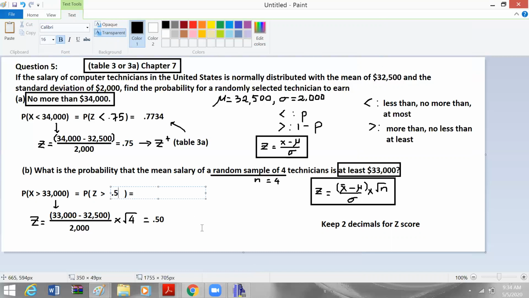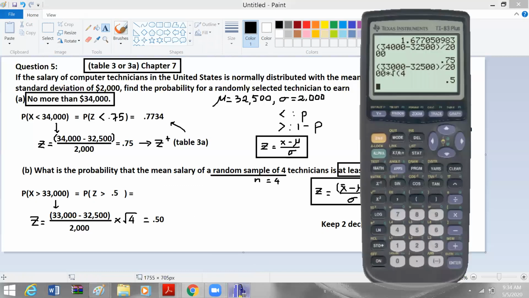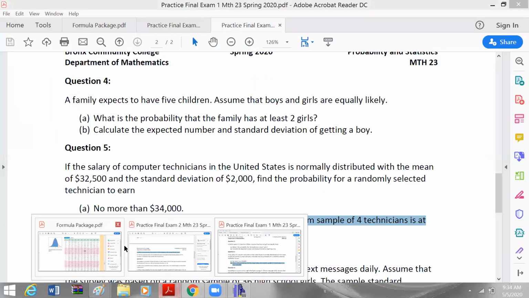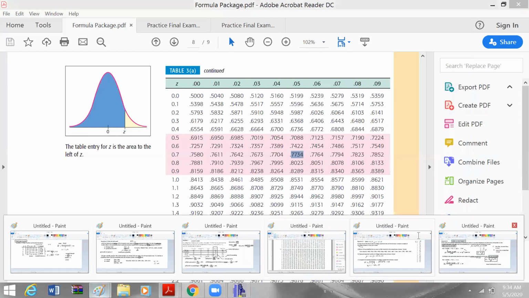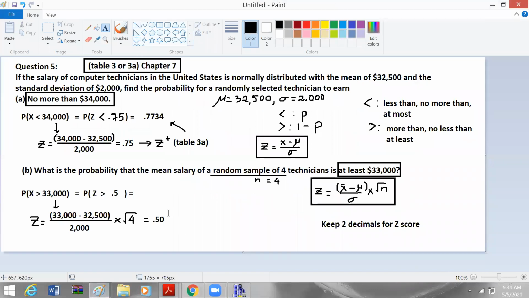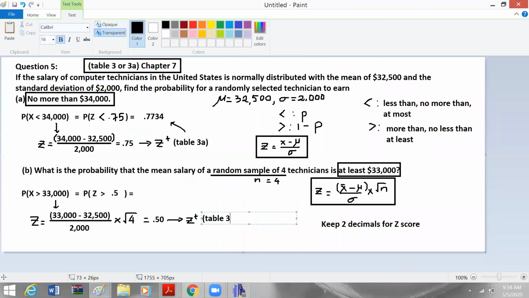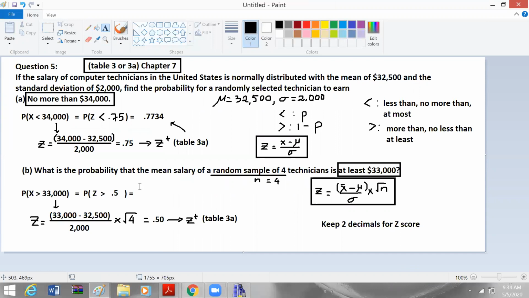and after that, we're going to read it on a chart. So for 0.5 we can use table number 3A. Again, this one is still positive because the z-score that we found is positive. So we're going to go to 0.5. You're going to get 0.6915, right? And so this is still positive. Table number 3A. And then we get the answer 0.6915.